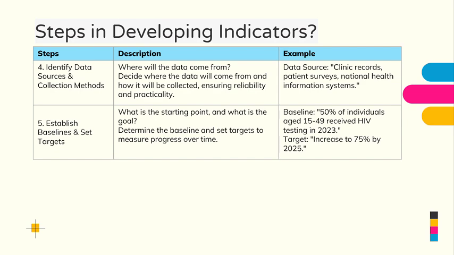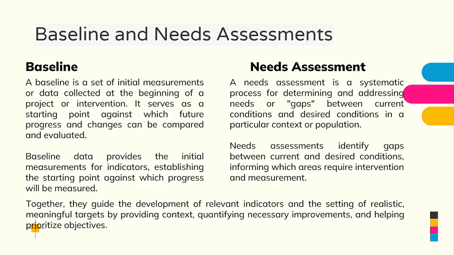You've done a baseline where you've found that 50% of individuals aged 15 to 49 received HIV testing services in 2023. Then your target obviously is to increase that from 50% to 75% by end of 2025. That's how you set your target based on the baseline. Now, I've talked about the baseline and needs assessment in the previous slides.